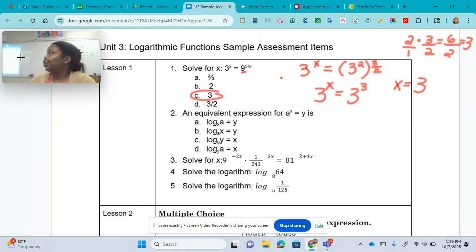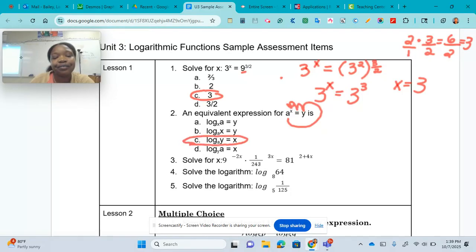Now, we're going to change this exponential into a log using the hand method. Remember the hand method? We're going to say log base A of y equals x. Log base A of y equals x. So my answer is C.